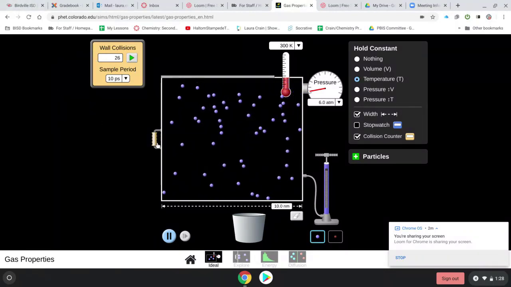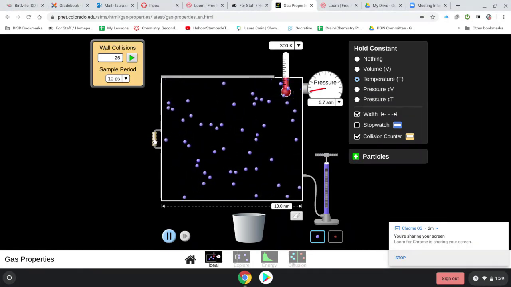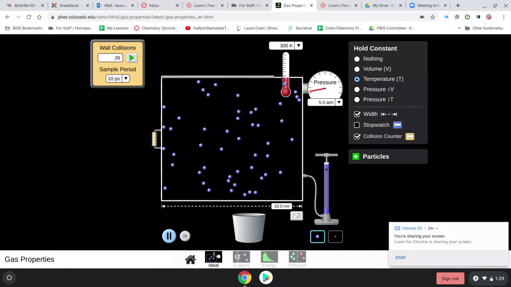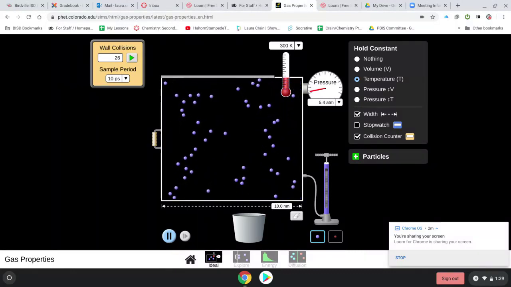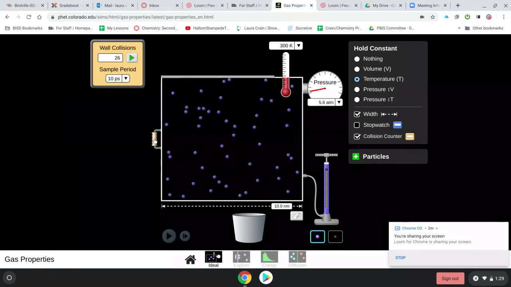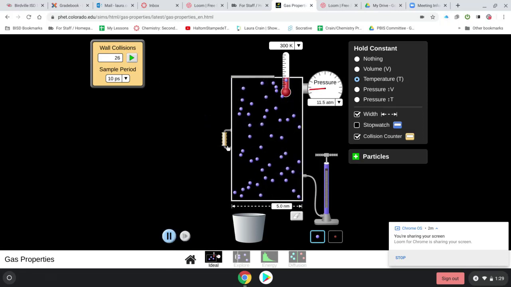All right. Now I'm going to grab this handle and use it to change the volume. Let's cut the volume in exactly half. Look at your pressure right now. Let's call it about 6 atmospheres. I'm going to pull this in to 5 nanometers.